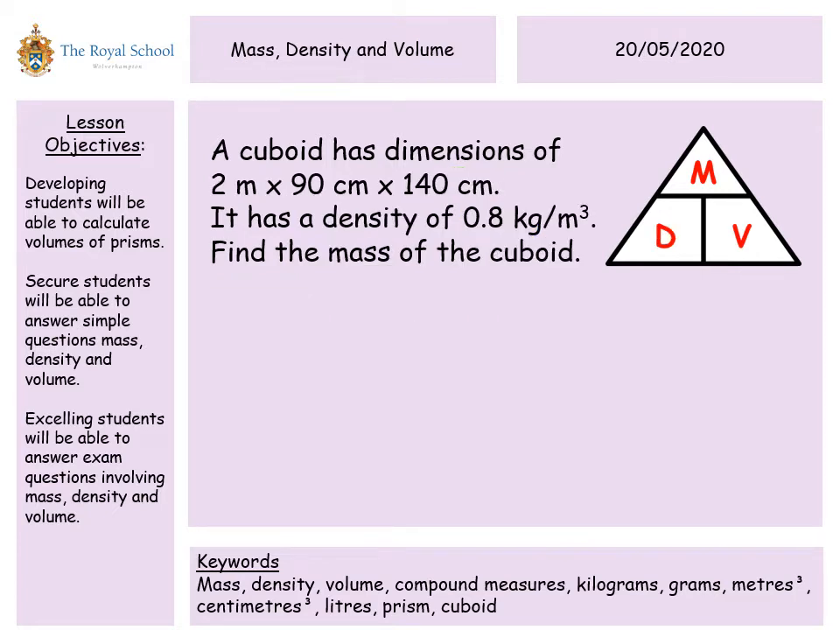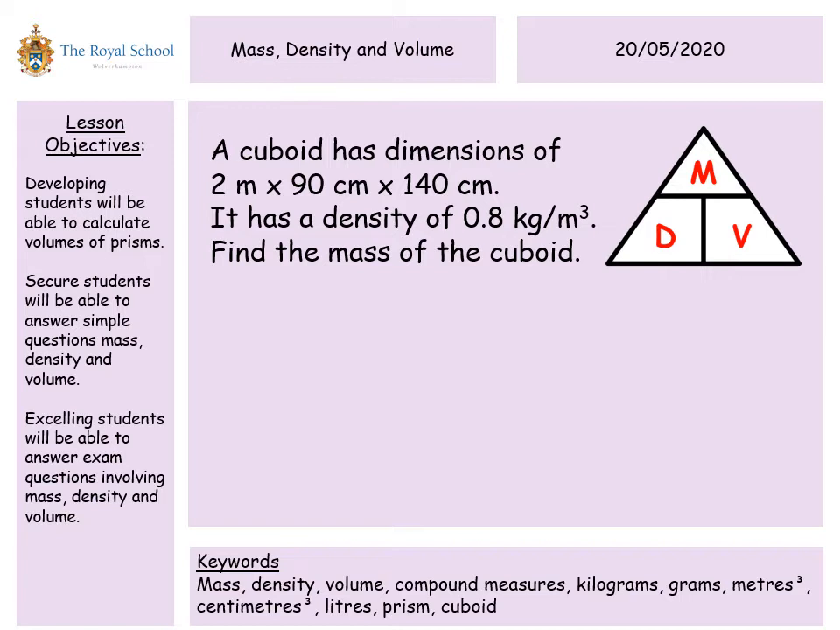So a different cuboid here. This one has measurements of 2 meters by 90 centimeters by 140 centimeters. It has a density of 0.8 kilograms per meter cubed. So find the mass of the cuboid.